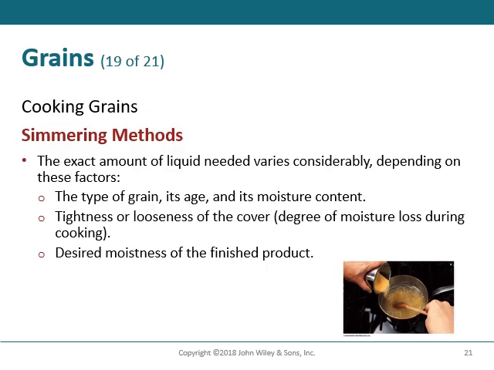So talking about cooking processes, the number one way of cooking grains in general is by simmering. In this case, you need to measure the amount of liquid exactly. The problem is that the amount of liquid needed depends on what type of grain, how old the grain is, how much moisture is in it from sitting around in humid environments, if your cover is looser or tighter, that will change how much water is able to evaporate away. And of course, if you want a wetter product or a drier product.